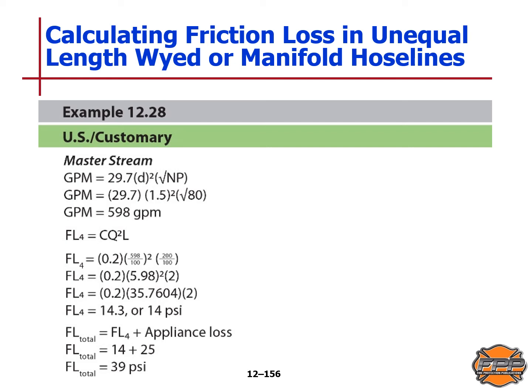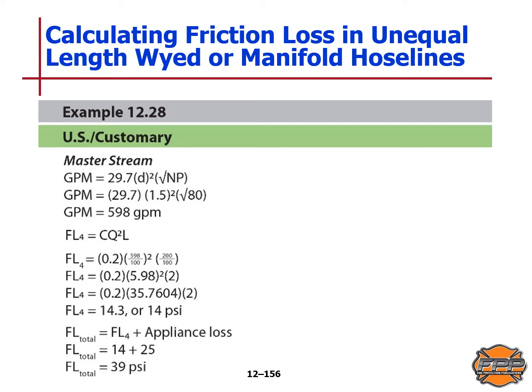The next line is friction loss for 4 equals CQ squared L. Again, the same formula. So friction loss for 4 is 0.2 from our coefficient table, times 598 divided by 100, which is flow rate divided by 100 squared, times 200 divided by 100, which is the hose length divided by 100. So friction loss 4, once we plug in the numbers, is 0.2, which is our coefficient, times 5.98 squared times 2. And the next line, friction loss 4 equals 0.2 times 35.6704 times 2. And friction loss 4 equals 14.3 or 14 psi.